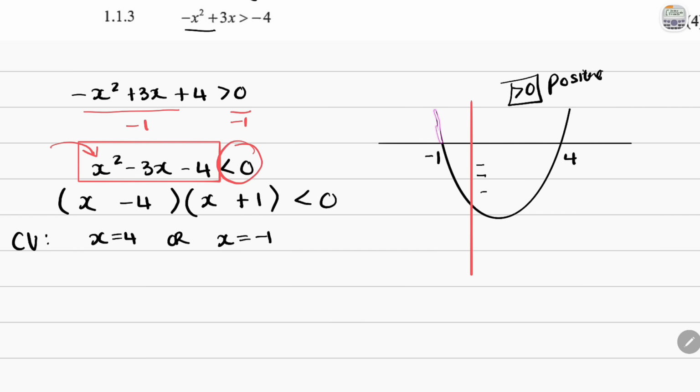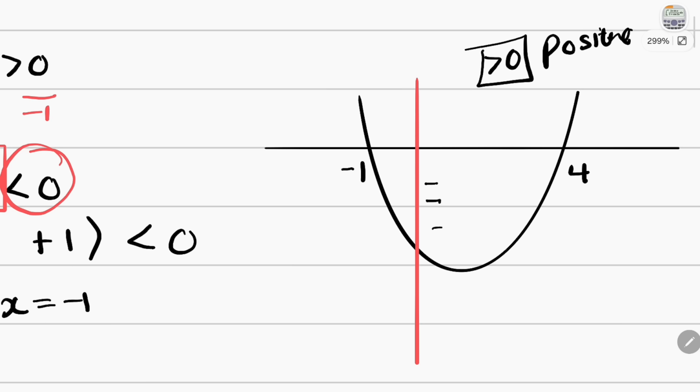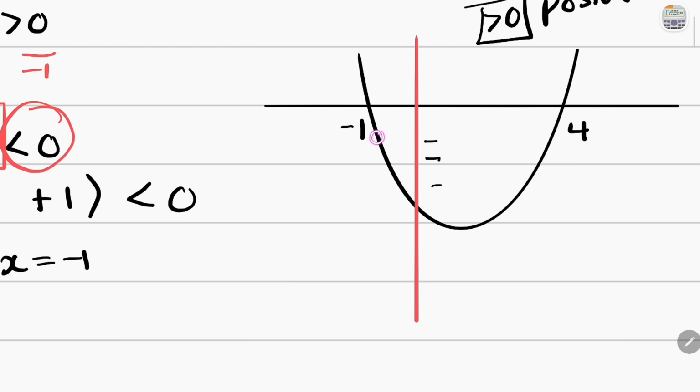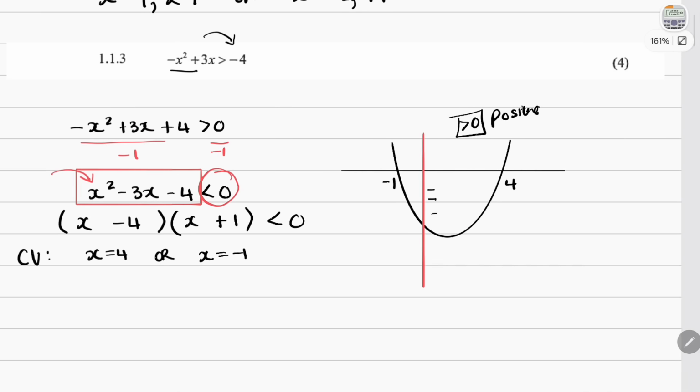Look at these parts. They're all made up of points, little points here. Look at this point's y value. It is a positive y value. That's not what we're looking for. We're looking for negative y values. So look at this point's y value. It has a negative y value, and that's what we want.